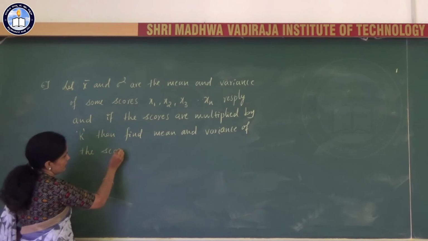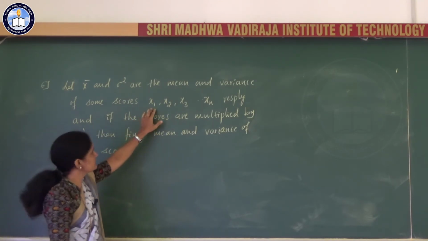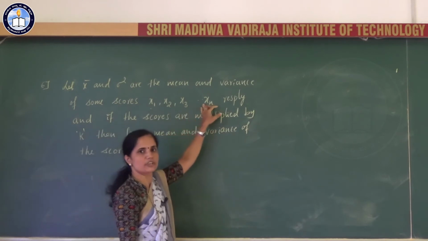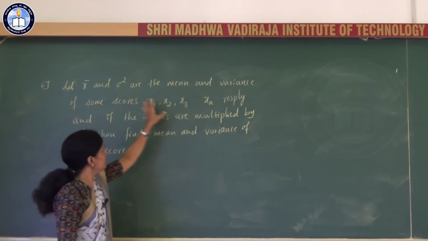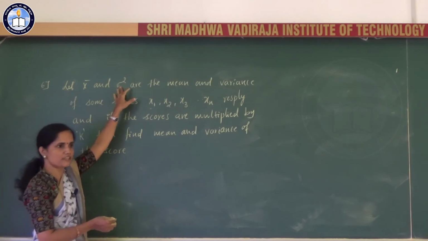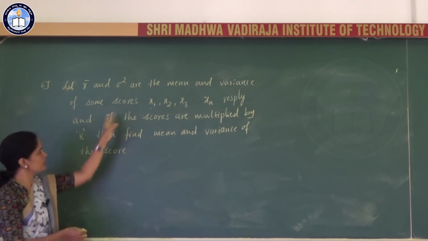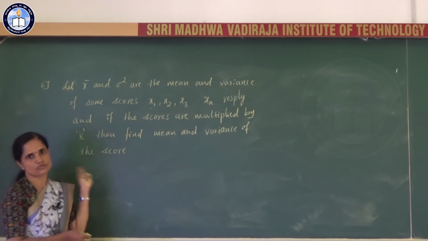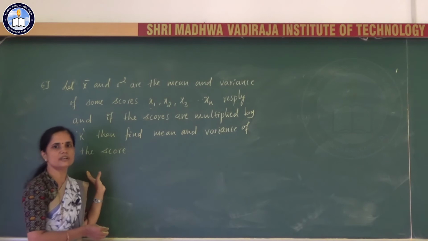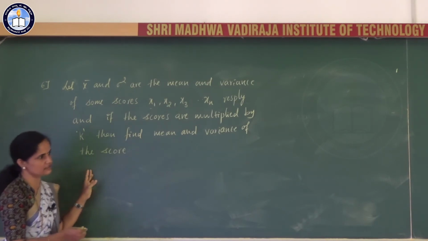So read the question carefully and note it down. Here some scores x1, x2, x3 up to xn are given, x bar is the mean of that, and sigma square is the variance of that. If each score is multiplied with k, giving kx1, kx2 and so on, then what is the new mean and new variance? That you must calculate generally.